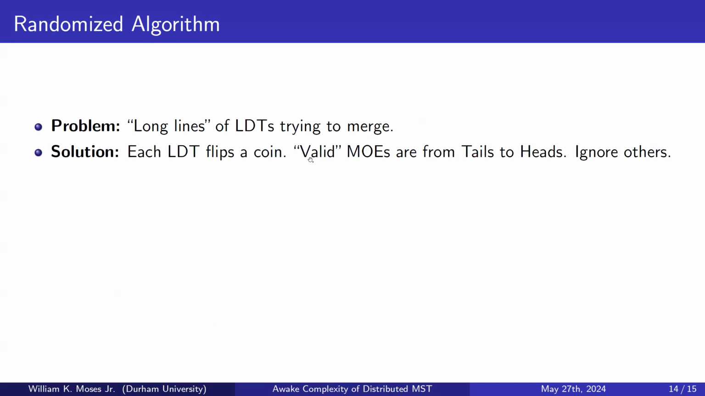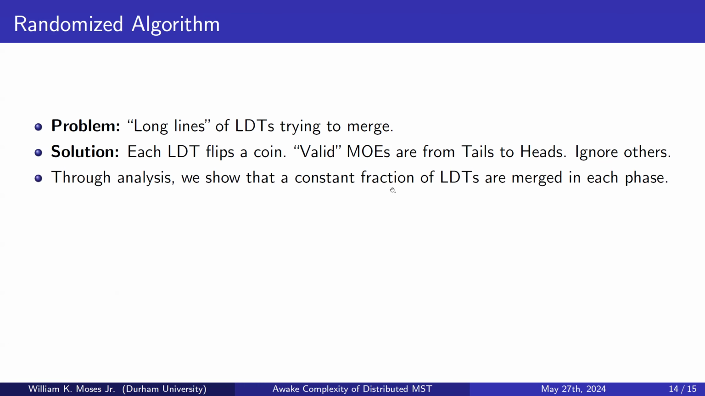Well, we break up the lines. And in particular, we give a label of heads or tails to each LDT by having them flip coins. And the idea is an MOE is only a valid MOE if it goes from a tails to a heads LDT. Now, you might think, okay, great, we're done. But there's still one other issue, which is, will it still take log n phases? Because remember, you need a constant fraction of the clusters to merge together in every phase. And we can show that through the analysis. So we're still set. We can still use this modified GHS.